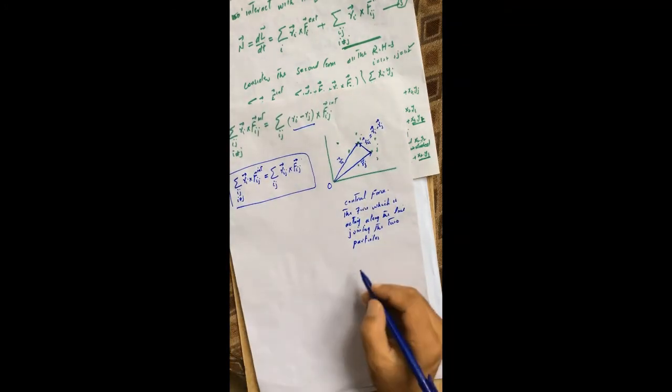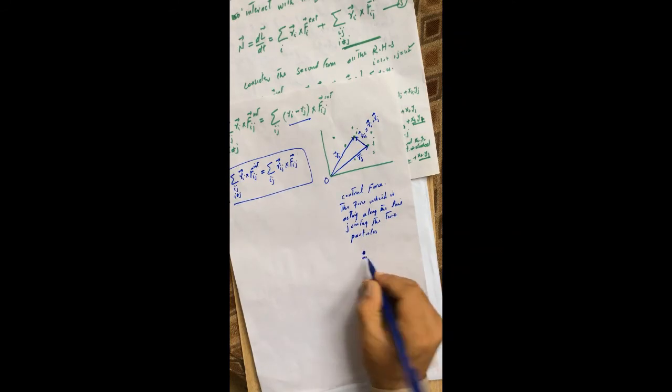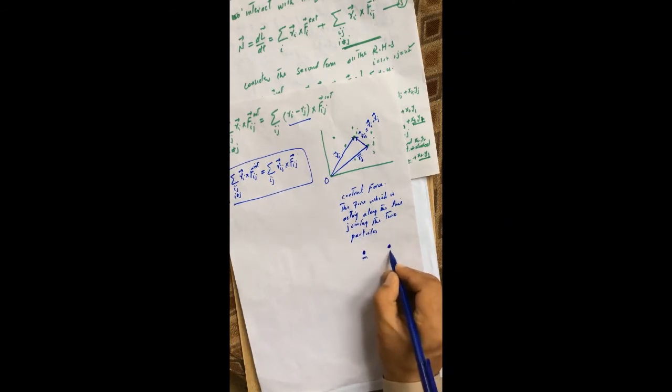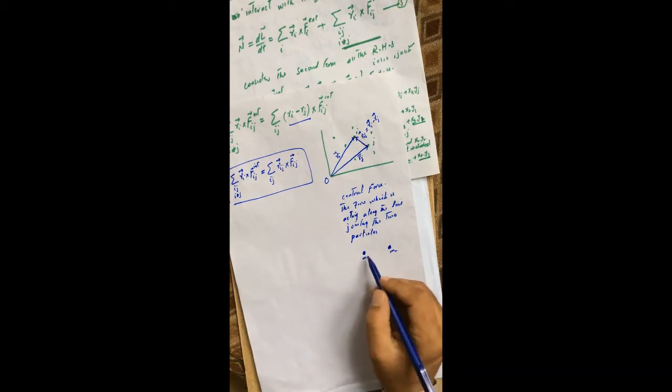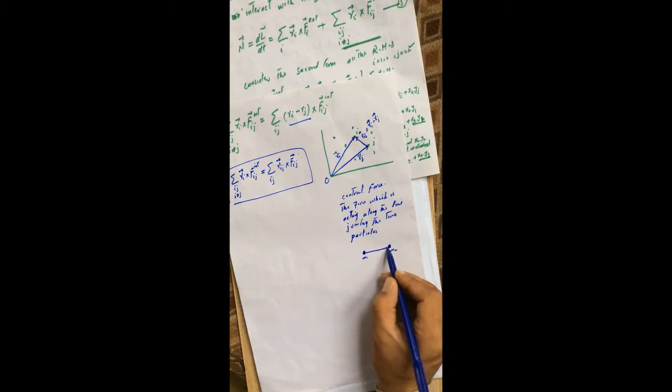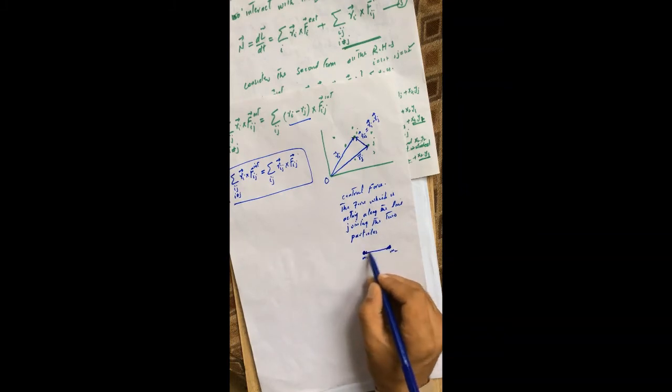Suppose we have two masses, one is mass m1 and one is mass m2. Then according to Newton's gravitational law, these two masses attract each other, and the force of attraction is along this line.